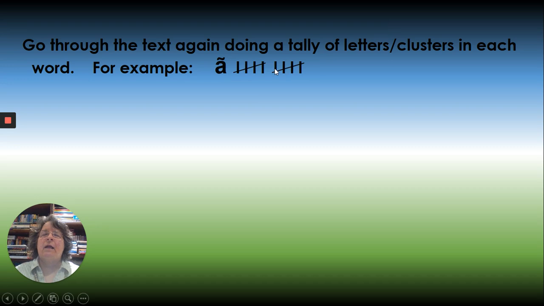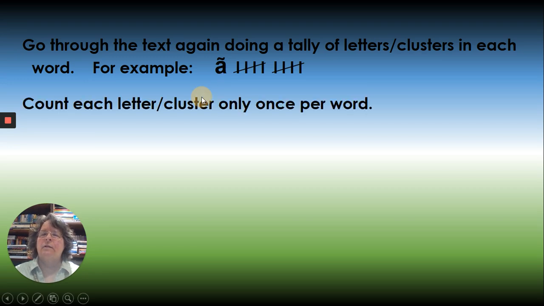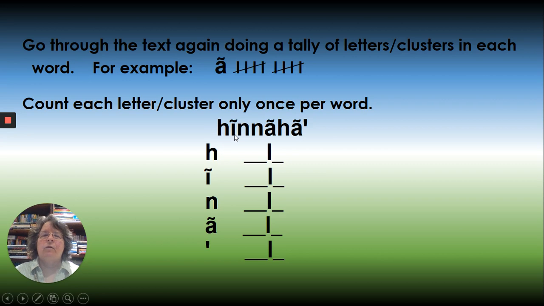So you're going to go through the text again, doing your clusters in each word. For example, when you're doing your tally, you do 1, 2, 3, 4 counts, and then the fifth one you would do a diagonal, and that would show you a grouping of 5. That gives you the number of times that letter was used in words. You're going to count each letter or cluster once per word.